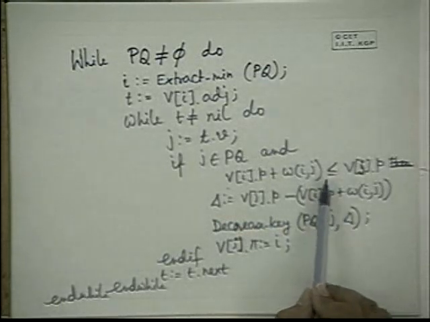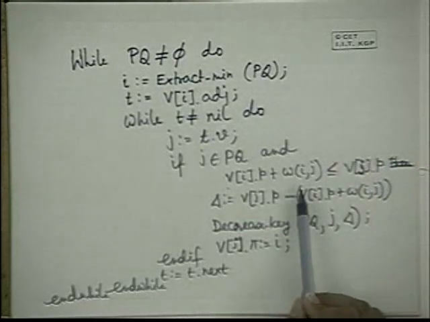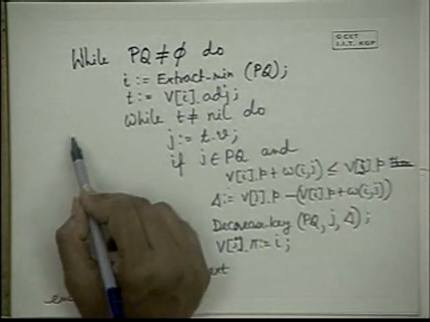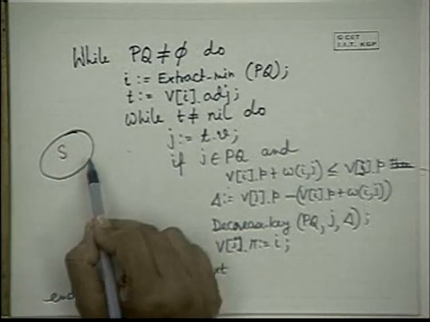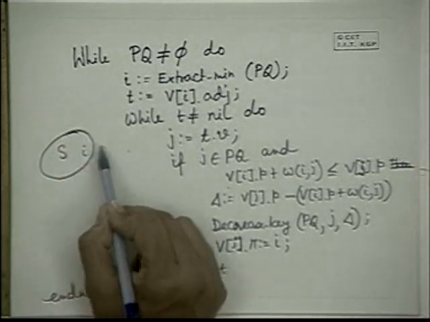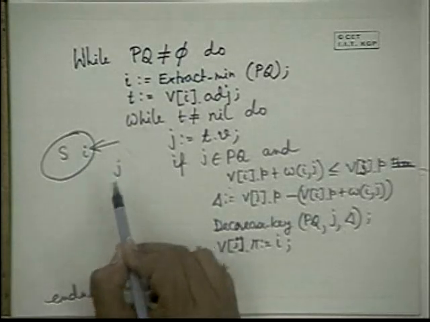If it is less than the already recorded value of J, then you should update it. That's what this one is doing. So pictorially it means your set is S here, you are going to include I here. So you have included I in this step, and your J is outside here.